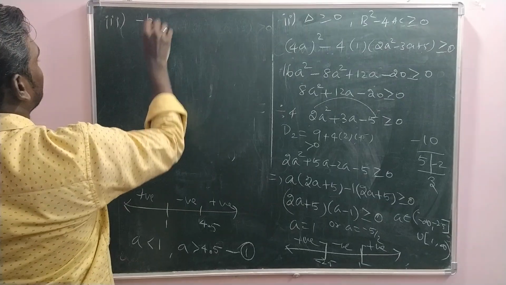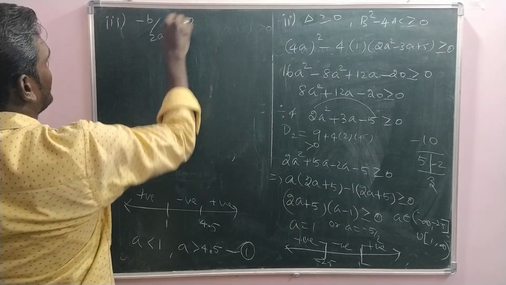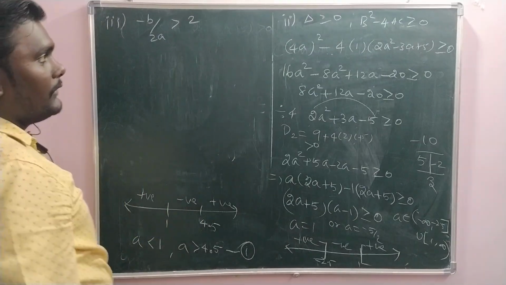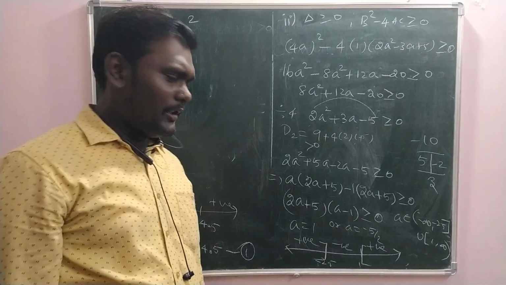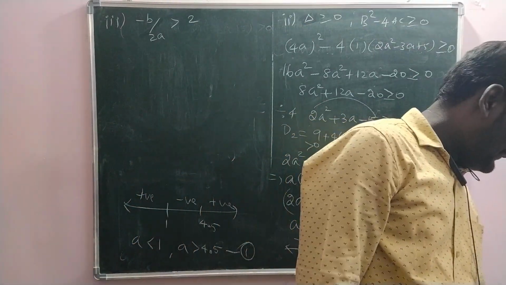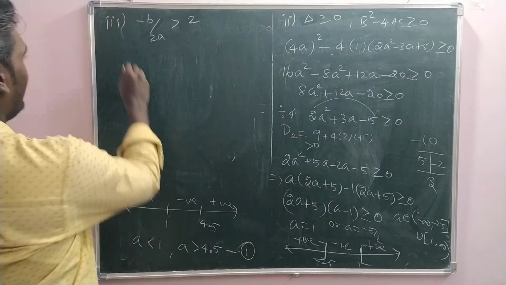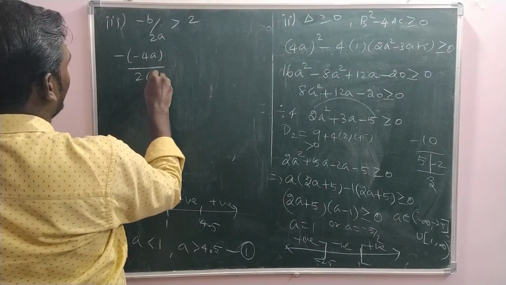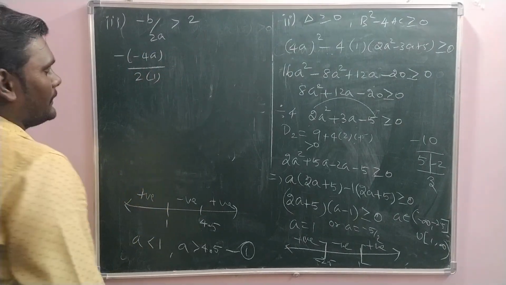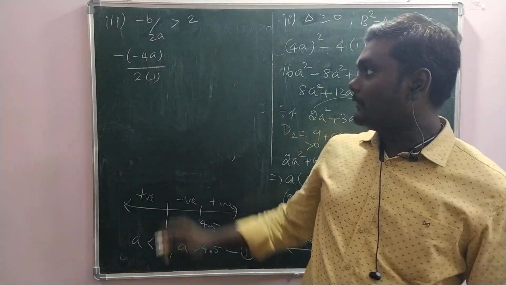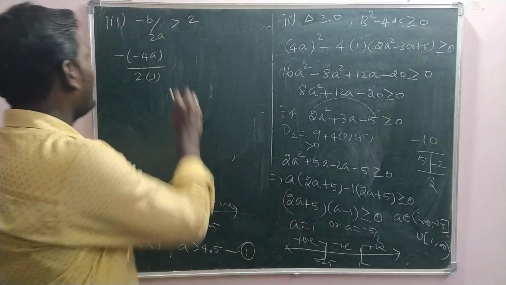minus b by 2a, which is greater than 2. So what is minus b? Let me look at the equation. Minus b is minus of minus 4a by 2 into a. What is a? 1. Don't get confused, man. That a is different, this a is different. If you are getting confused, let me write capital B.